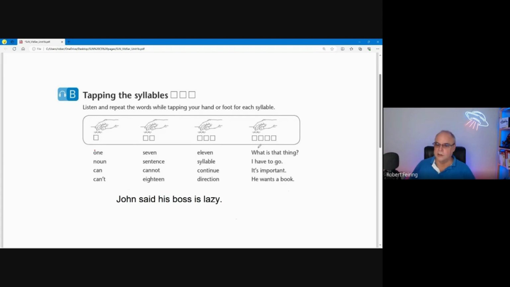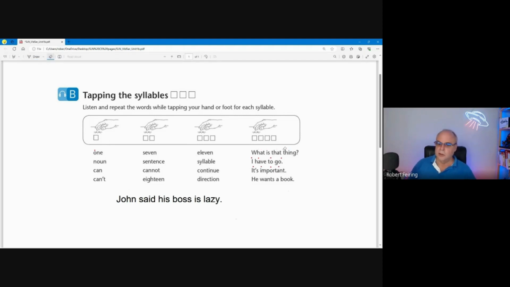So this first sentence, what is that thing? How many syllables? What is that thing? 4 syllables. Next one, I have to go. 4 syllables, 4 vowel sounds. Next one, it's important. Again, 4 syllables, 4 vowel sounds. And this last sentence, he wants a book. Again, 4 vowel sounds, 4 syllables.